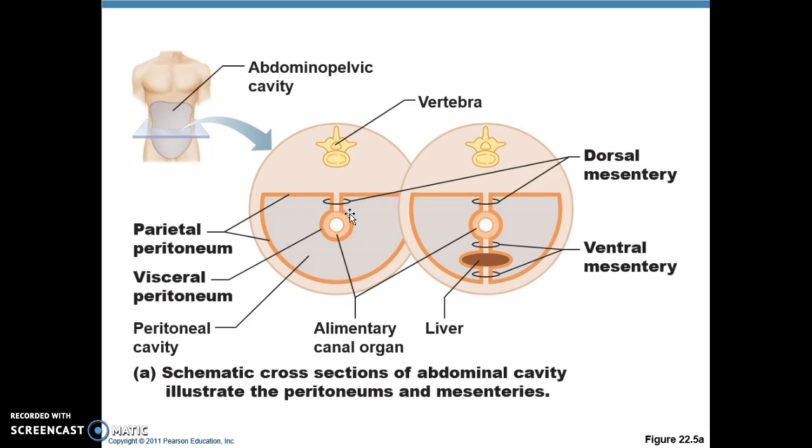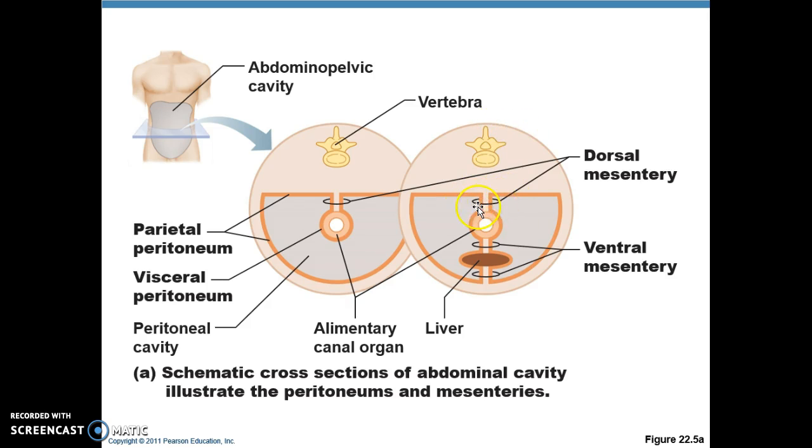Lining the outside of your abdominal organs like the stomach, large intestine, or small intestine is the visceral peritoneum. And then lining both the posterior and anterior wall of your abdominal cavity is the parietal peritoneum. Then there are two more terms associated with the peritoneum that you want to know.